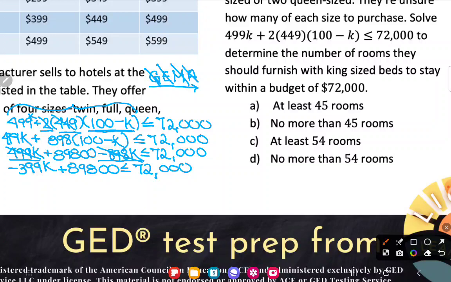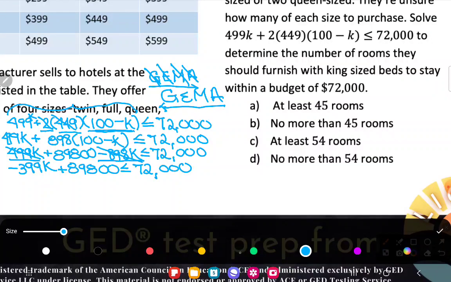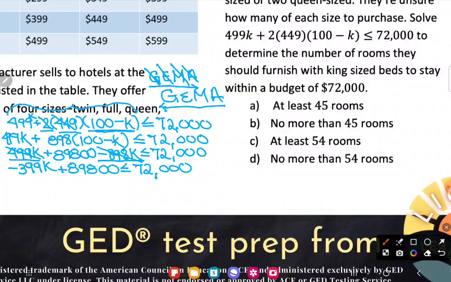It is time to start solving, working to get that k alone on its side of the equal sign. And now that I am moving across, oh, I said equal sign, I should have said inequality. But now that I am moving across the inequality symbol, I am going to work the order of operations backwards. So I'll take anything adding or subtracting first. So I'm going to take this 89,800 away.